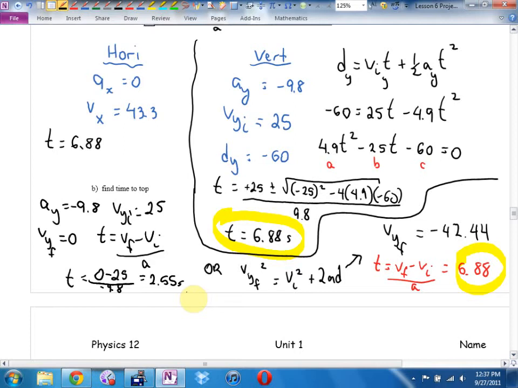Displacement is negative, and you're either going to end up using the quadratic equation, or if you find VY final, it's negative 2 because it's on its way down.